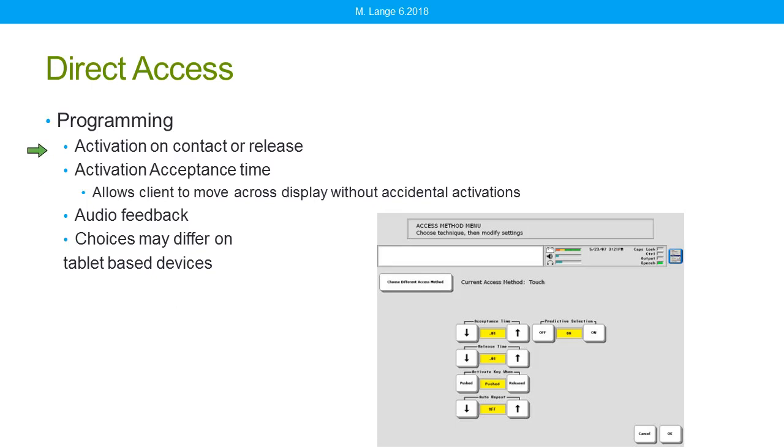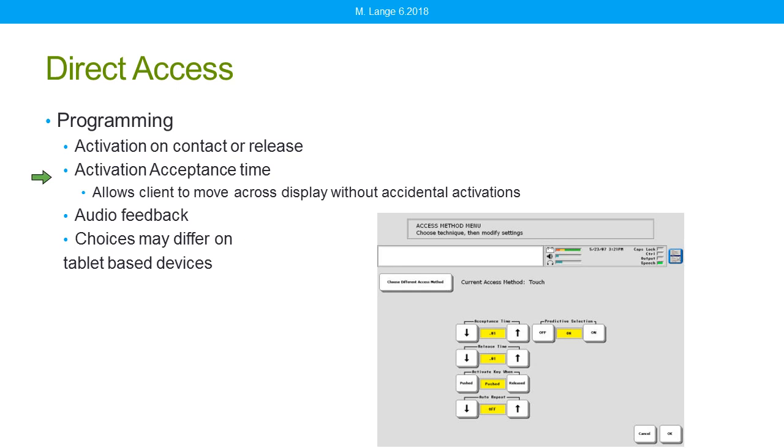If the client does that and we have this device programmed for activation on contact, they've just selected 20 things. If we have it programmed for activation on release, the client can slide across the device, isolate their finger or thumb on their desired selection, and then carefully release. And that can help accuracy for some clients.